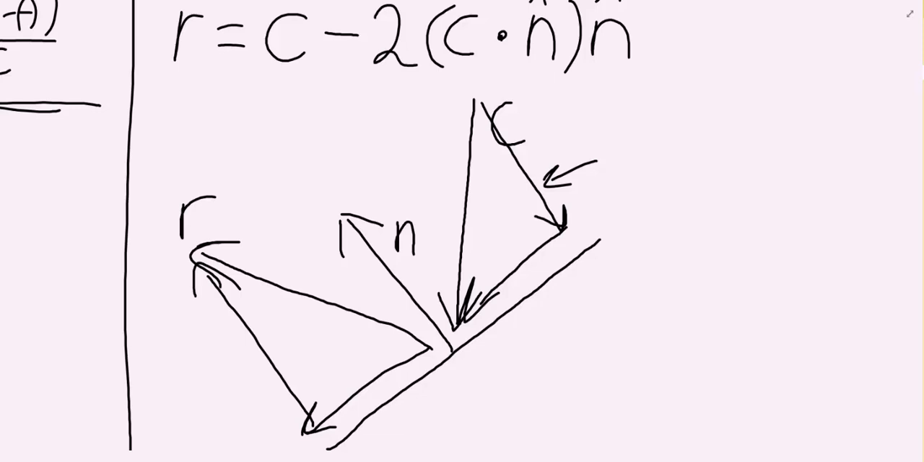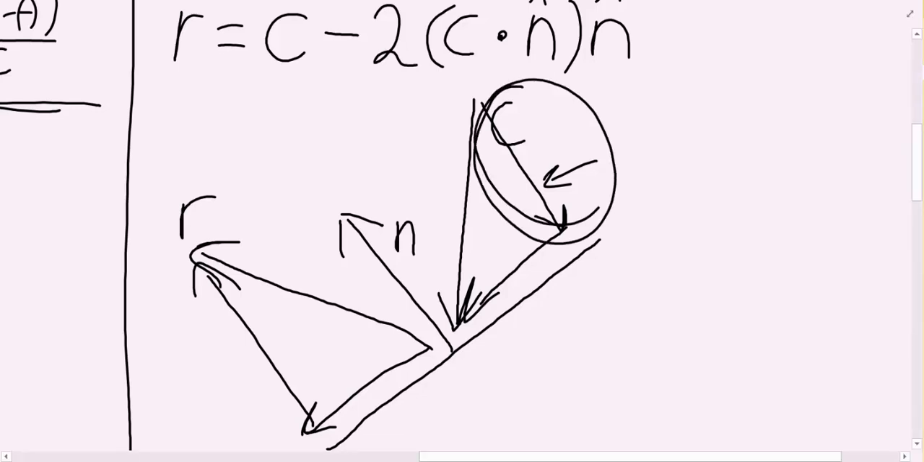That is to say, we're projecting the vector C onto n, and the projection of the vector C onto n gives us this part of the vector here that we then can subtract twice from it in order to give us the vector r.